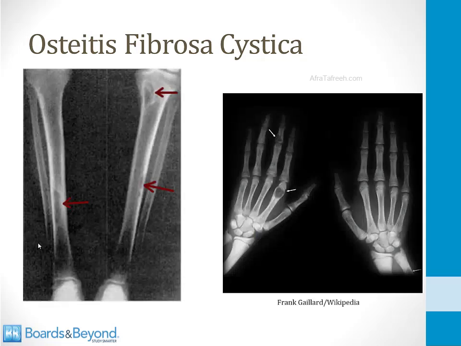These are two examples of what you could see on x-ray in osteitis fibrosis cystica. If you look at this picture on the left, you can see this black space in the bones of the legs. There's another one right here. These are those brown tumors. There's also a great example on the right in the hands. This is a brown tumor here. There's also one that you can see here as well.